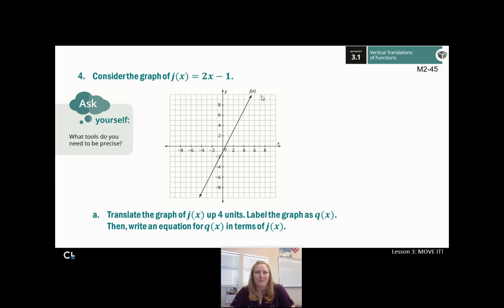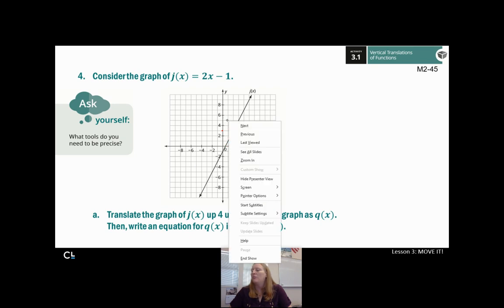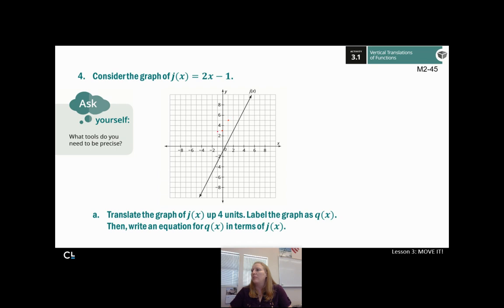All right, so first thing I did is I was like, we got to move this stuff up. So I just picked some points, like I picked this point here, and it looks like I'm going up 4 units. So from this point, I'm going to go 1, 2, 3, 4. Here's another point. So 1, 2, 3, 4. You can pick as many or as few points as you like, but at some point you got to connect the dots. So I did that. I connected the dots. It said to label it as q of x. So I'm going to label that q of x.